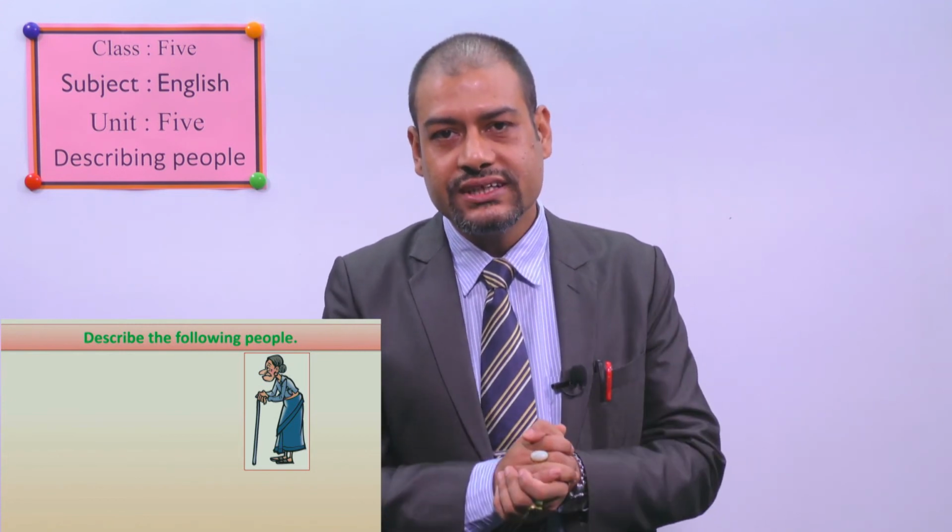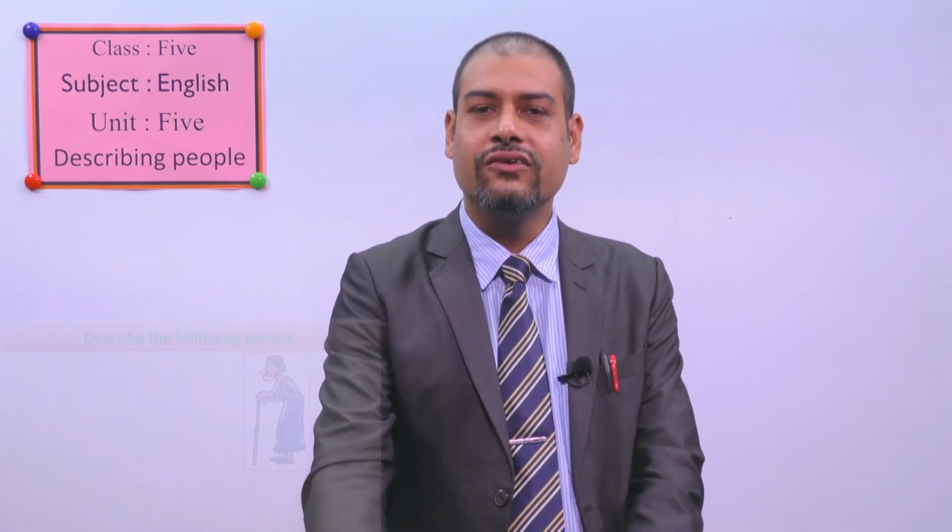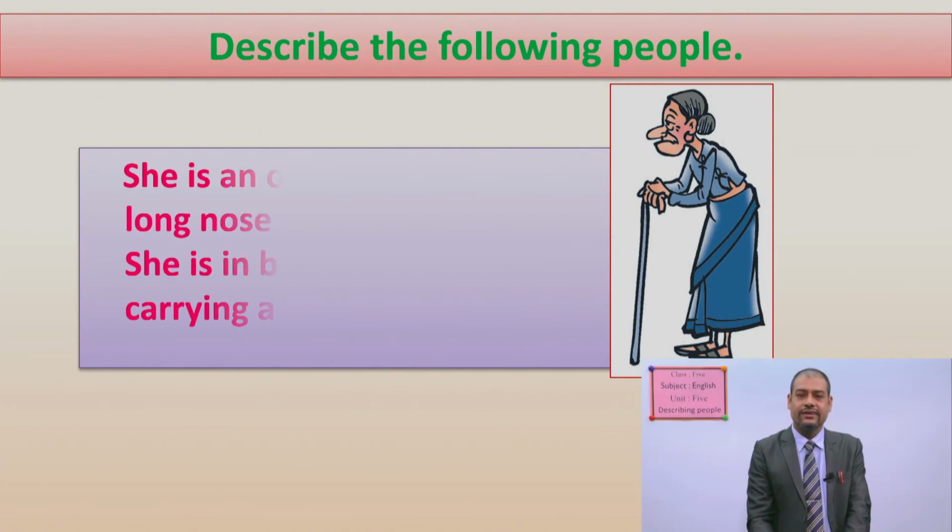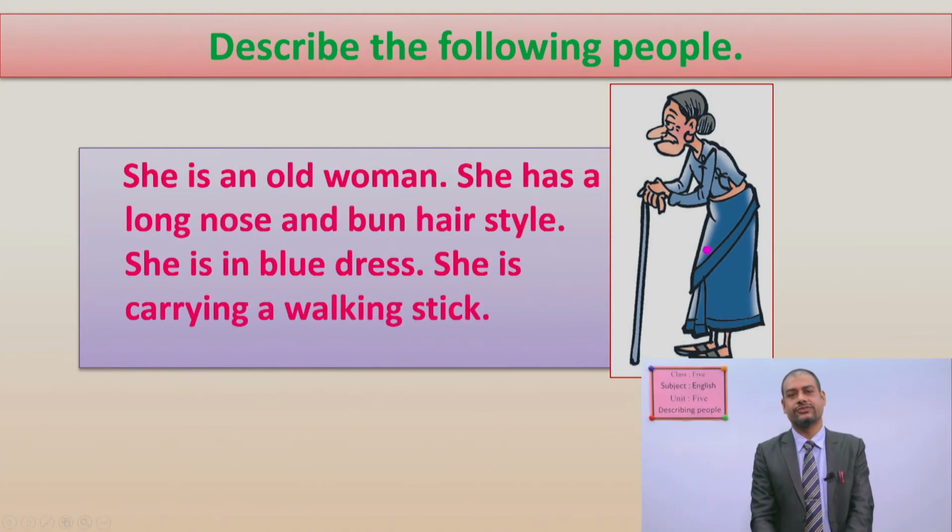Have you finished writing? Very good. Now, you can read the description of this woman, okay? See, I have described her like this. She is an old woman, okay? She looks old, that is why I have written, she is an old woman. She has a long nose. Look, she has a long nose, or her nose is long, okay? So that's why I have described it as long nose.